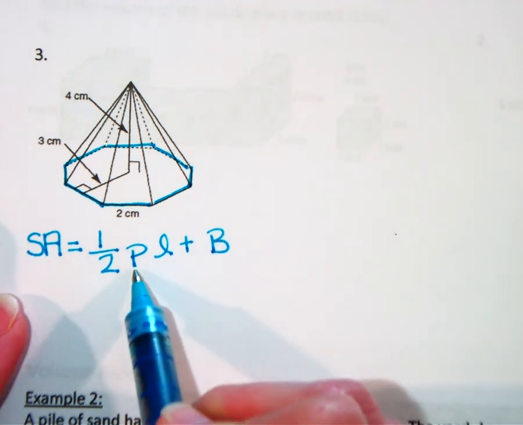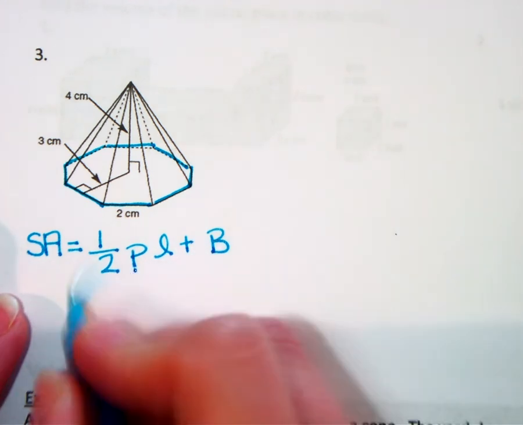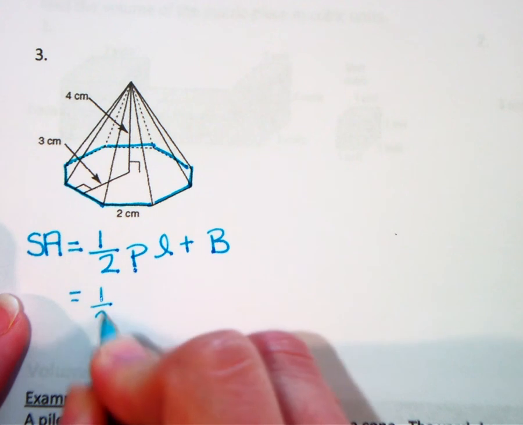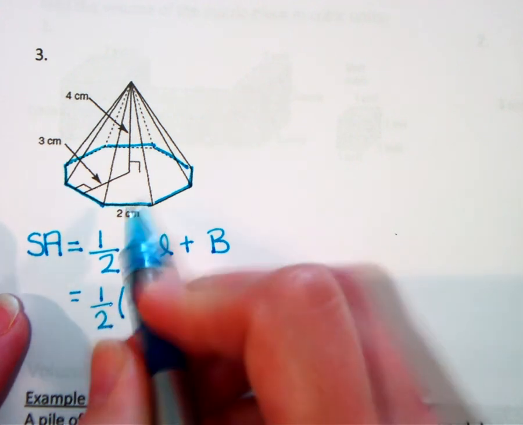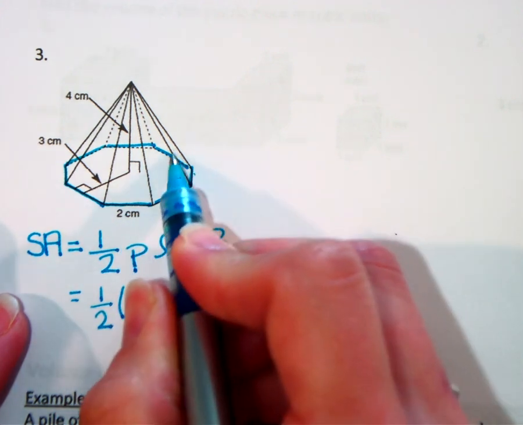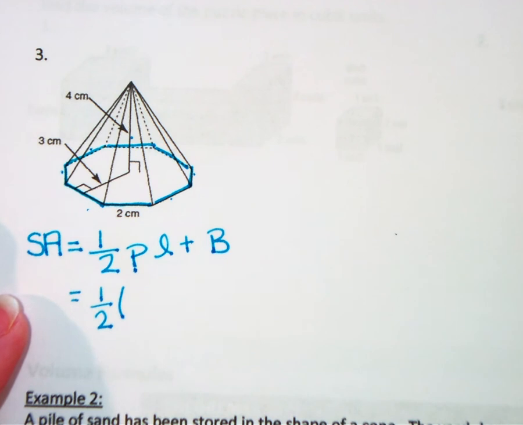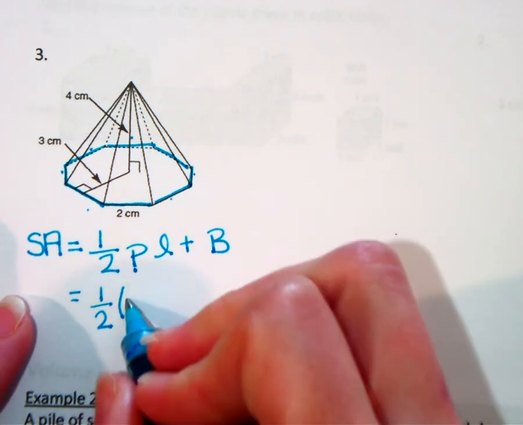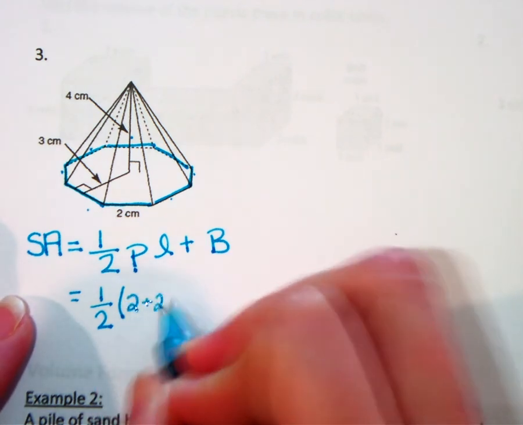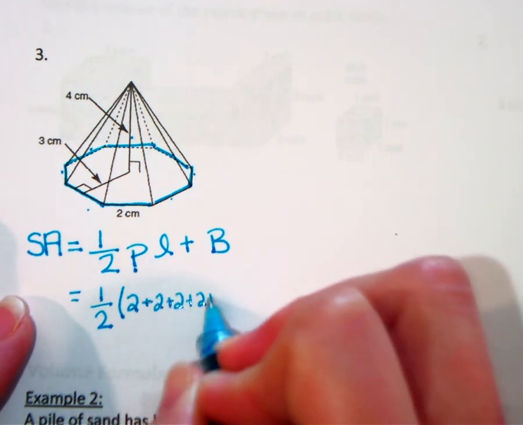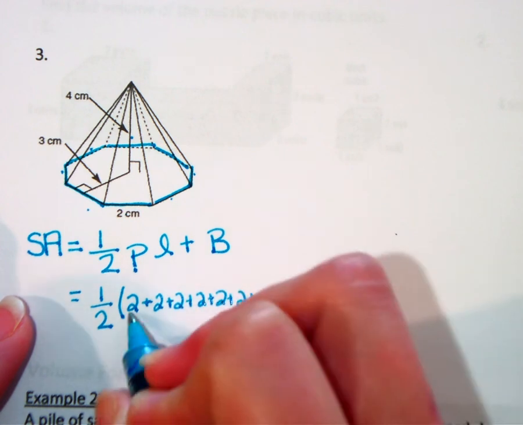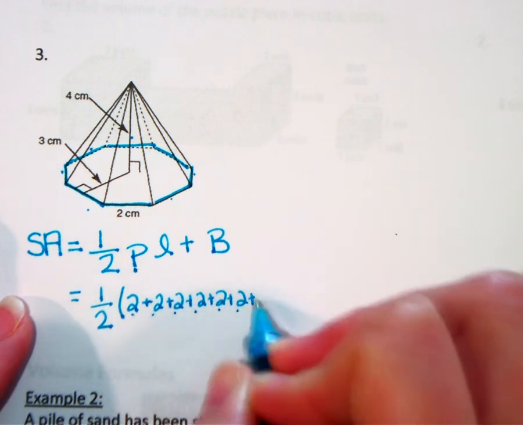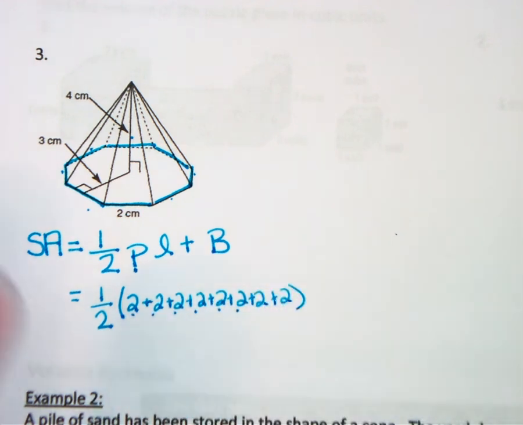Okay, so the one thing I do know is perimeter of the base. Okay, let's fill that in. The perimeter of the base is 2 plus 2 plus 2 plus 2 plus 2 plus 2 plus 2 plus 2. So we have 2, 1, 2, 3, 4, 5, 6, 7, 8. Okay, so 8 twos, so that's 16.